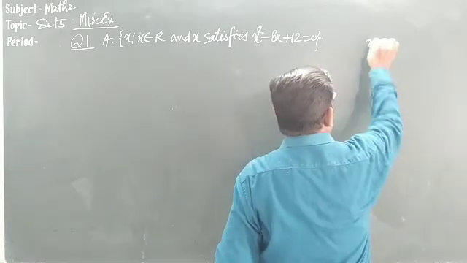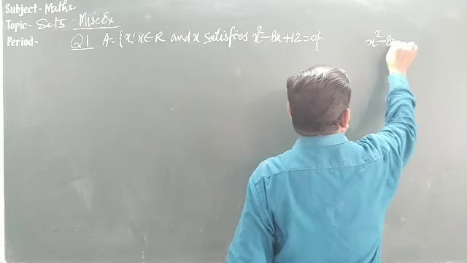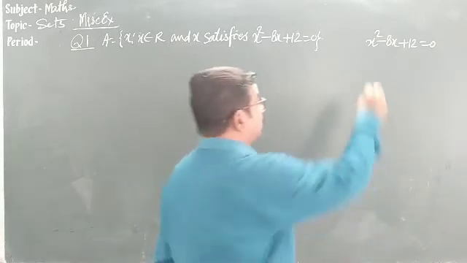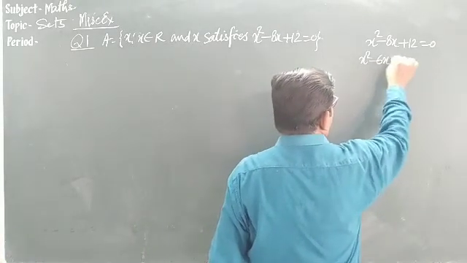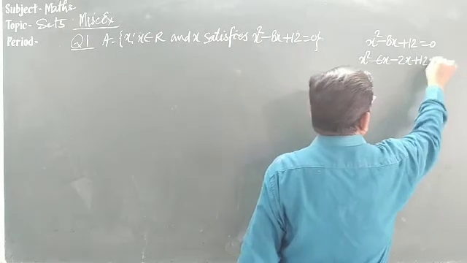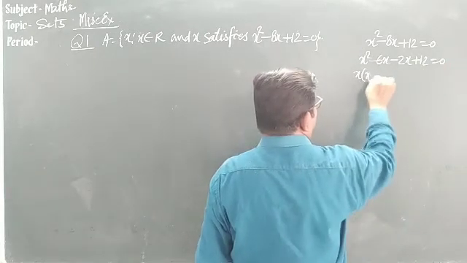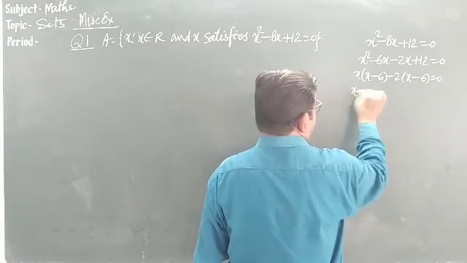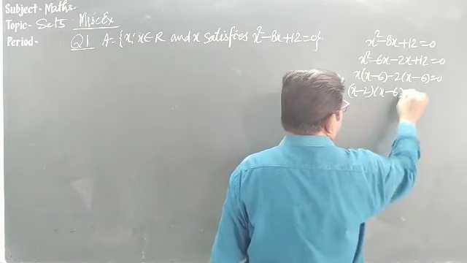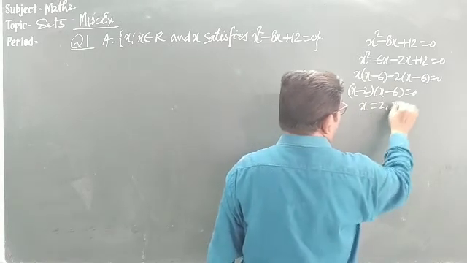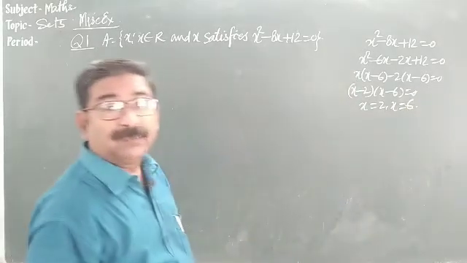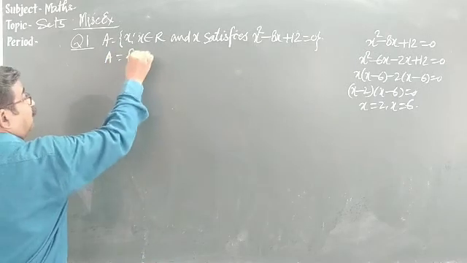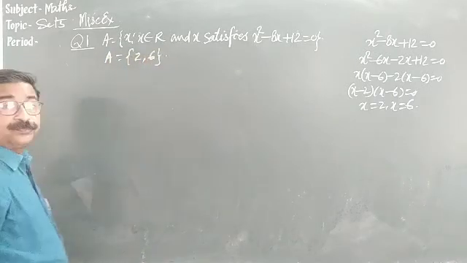See how to solve. This is x square minus 8x plus 12 equal to 0. 6 twos are 12, 6 plus 2 is 8. So we have x square minus 6x minus 2x plus 12 equal to 0. x is common, we have x minus 6; minus 2 is common, we have x minus 6 equal to 0. (x minus 2)(x minus 6) equal to 0. We have x equal to 2 and x equal to 6. So we have got two elements of the set, and we can write the set A like this: {2, 6}.